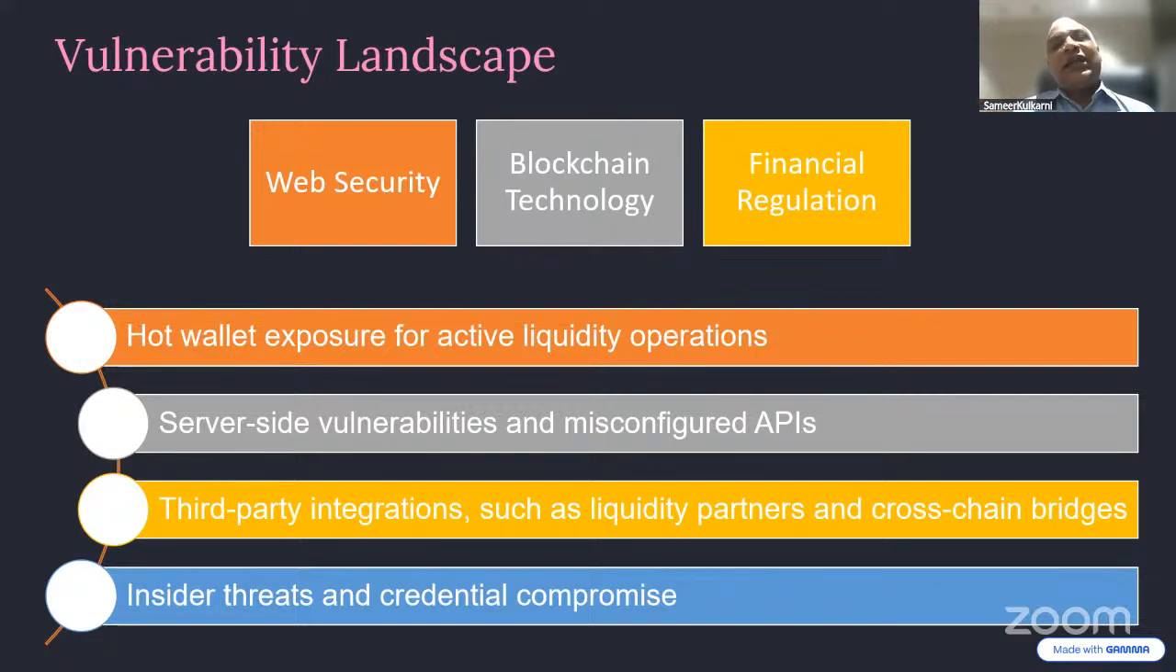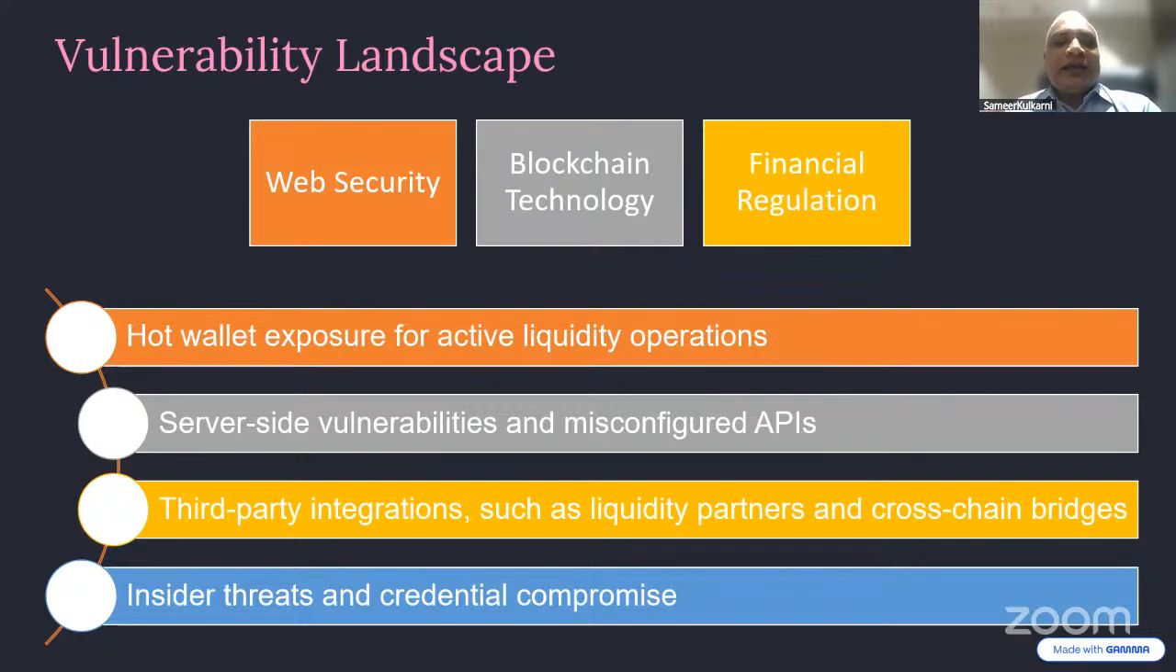Apart from this, like I have covered earlier, for wormholes or things like that, there are a lot of third-party integrations, such as liquidity partners. So from Bitcoin, somebody else wants to take it out, so there is a third-party integration, right? You must be aware that as of now there are thousands and thousands of cryptocurrencies available in the market. So every cryptocurrency will have its own third-party integration, right?